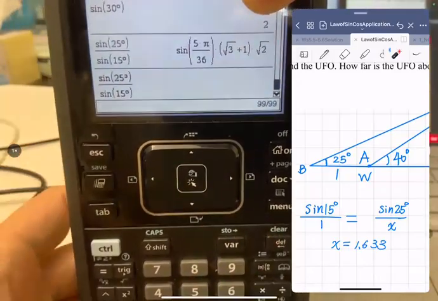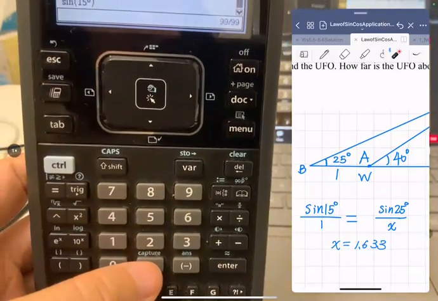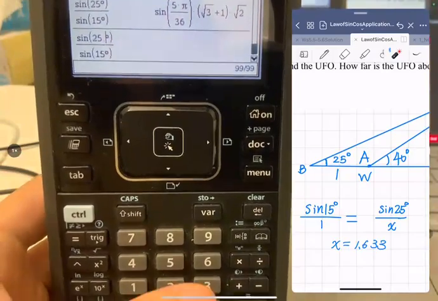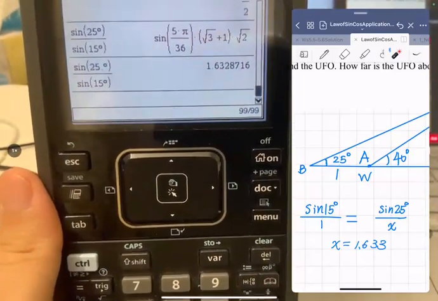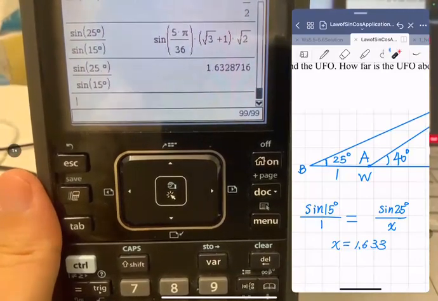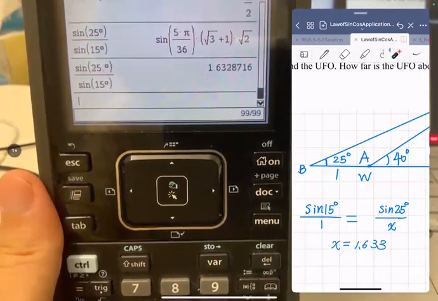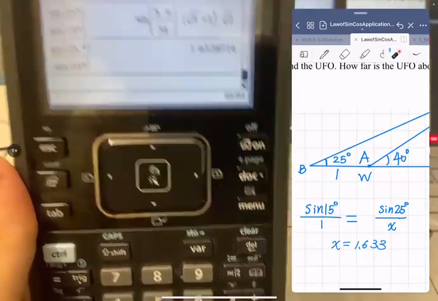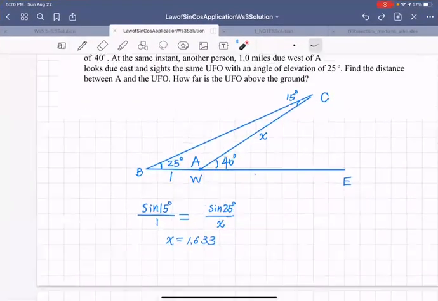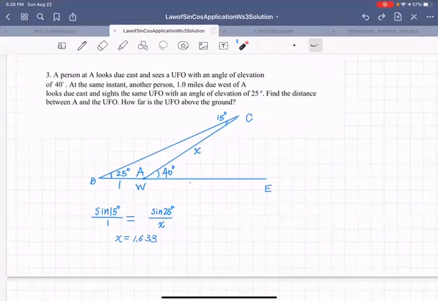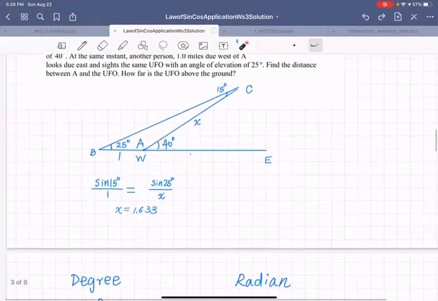Where is the dot? The dot is right here. So you put the dot and then you enter. You get this. There you go. That's your answer. Leave 3 decimals, 1.633. Okay, that's for number 3. Any question? No question?